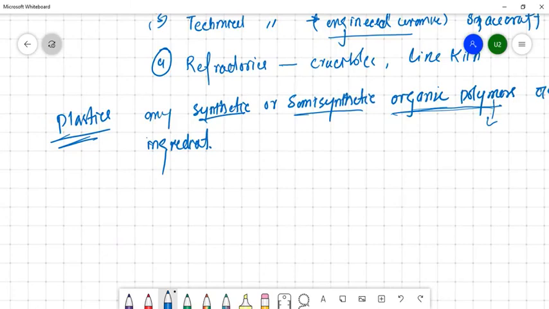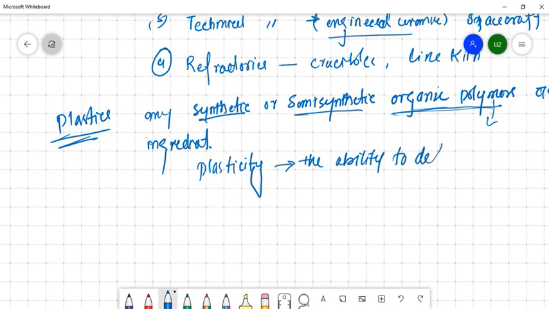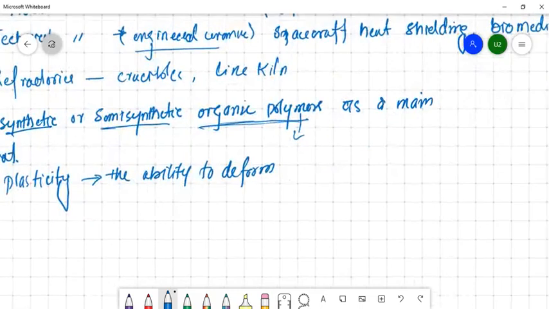In this regard, one of the properties of plastic is said to be that it has plasticity. So this is the property of plastic and it is the ability to deform without breaking.